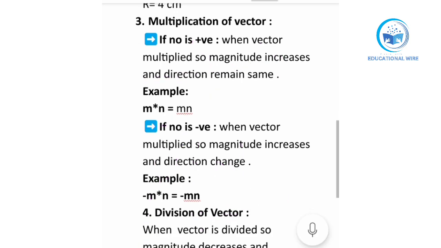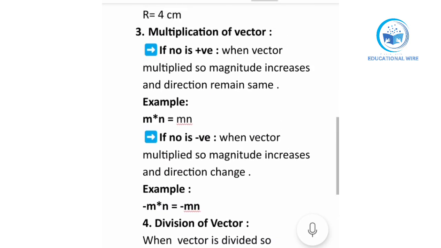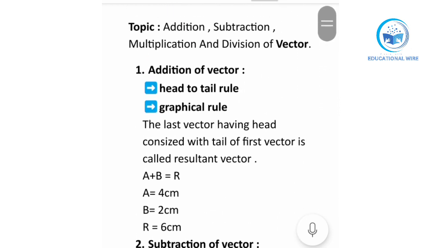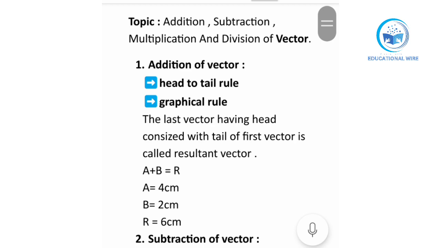So today what we have discussed is division of vector, multiplication of vector, subtraction of vector and addition of vector. Hope you all understood all this. Thank you so much.